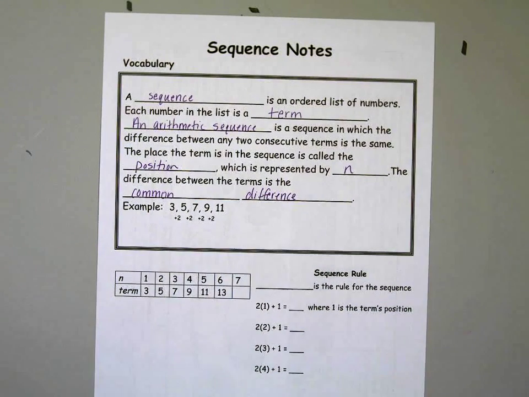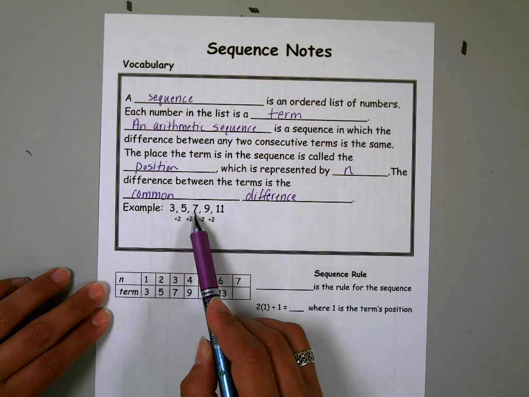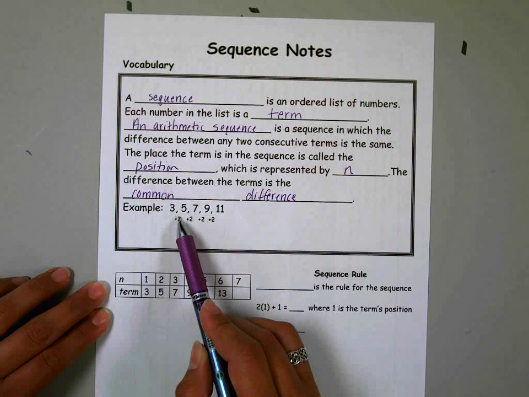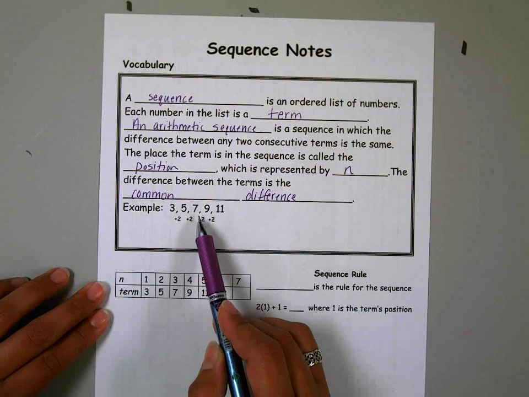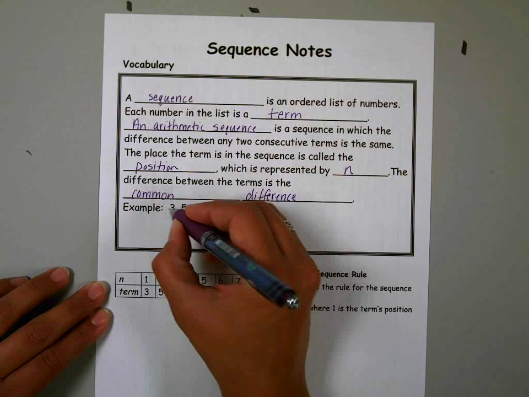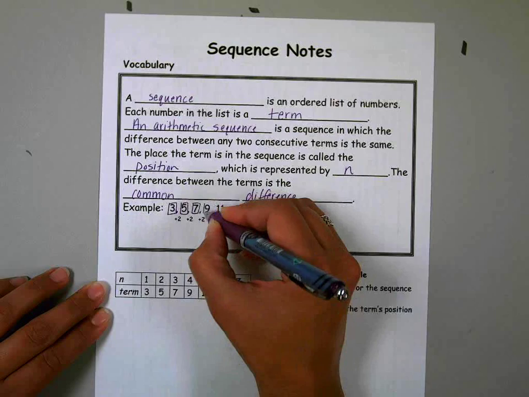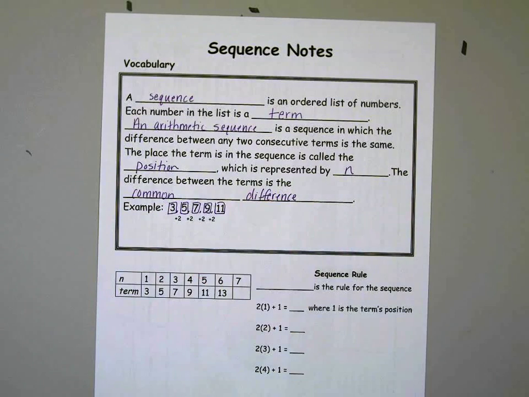Okay, so a sequence is an ordered list of numbers. So here we have an example, 3, 5, 7, 9, 11. That is an ordered list of numbers. Each number in the list is a term. So 3 is a term, 5 is a term, 7 is a term, 9 is a term, 11 is a term. So every number in the sequence is a term.